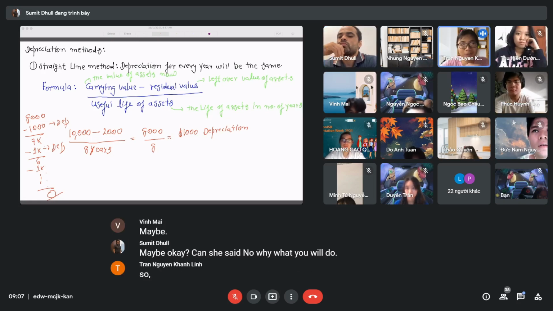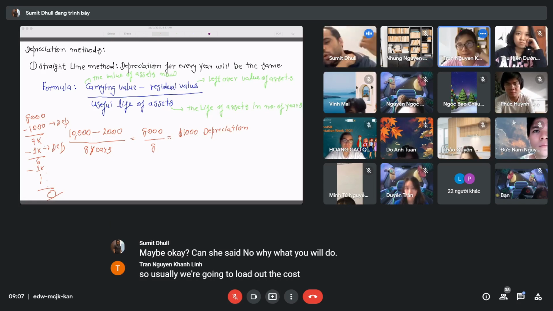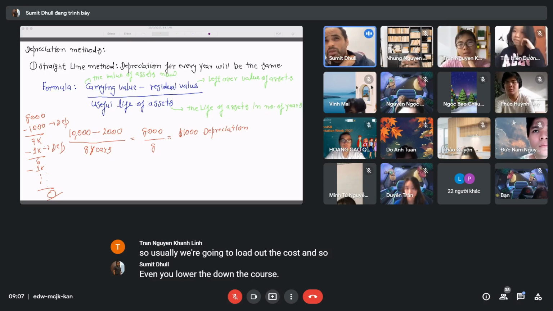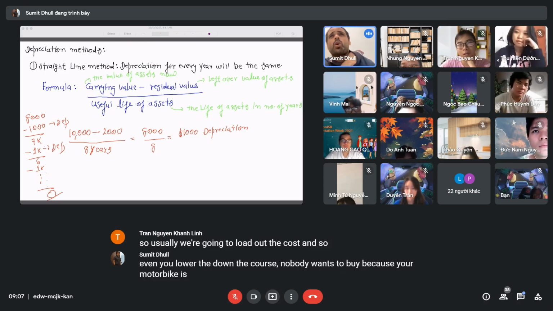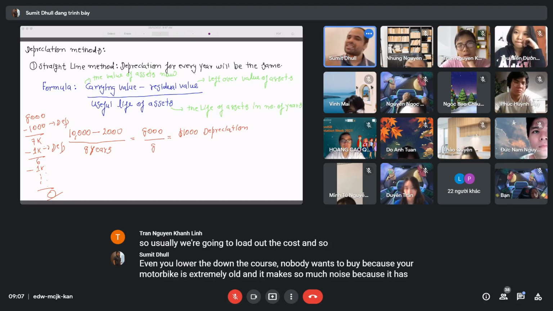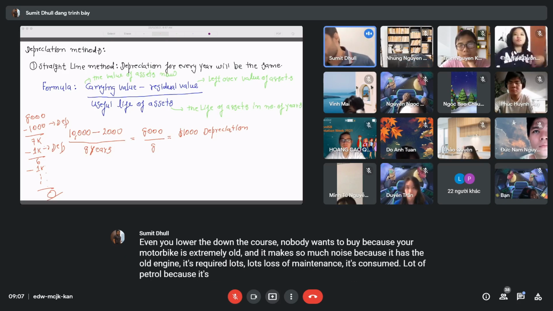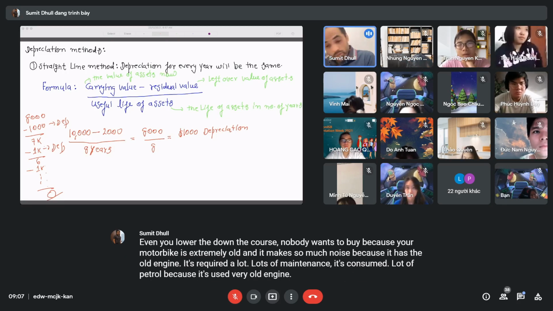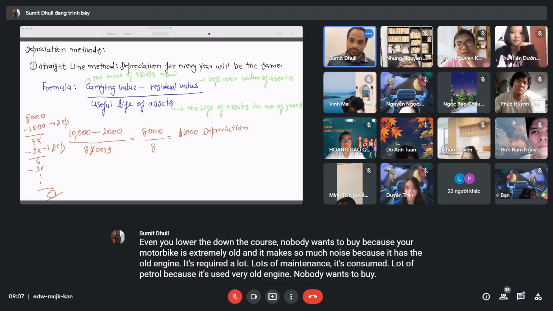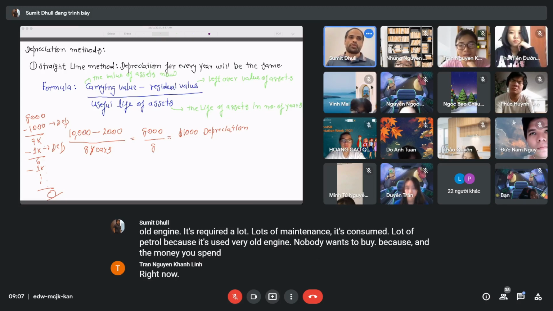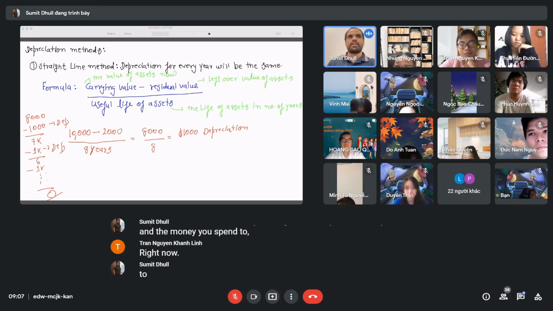So usually we're going to lower the cost and sell. Even though you lower the cost, nobody wants to buy because your motorbike is extremely old and it makes so much noise because it has an old engine. It requires lots of maintenance. It consumes a lot of petrol because it uses a very old engine. Nobody wants to buy. Because now, the money you spend to modify is the same money you can use to buy a new motorbike.